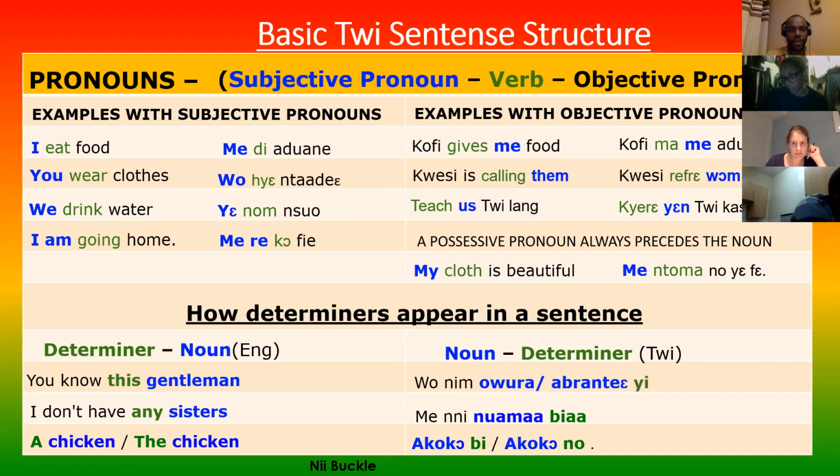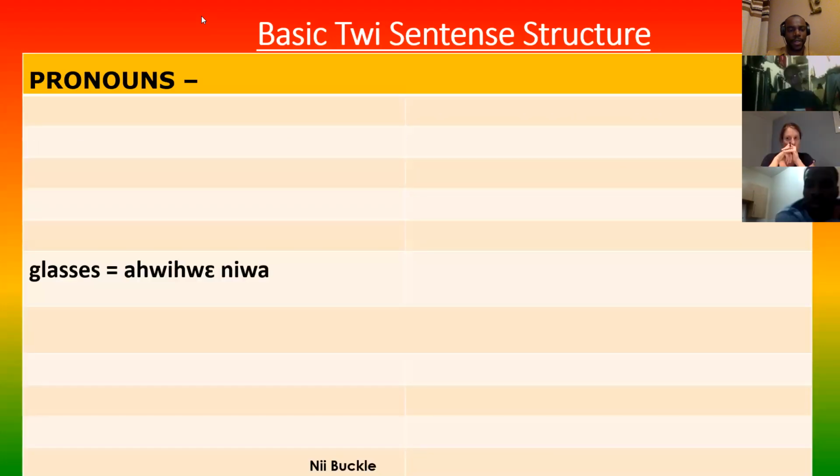Let me do it big on the screen. Yeah. So what did I say ahwehwɛ meant? What is ahwehwɛ? Mirror. Good. And what about niwa? Niwa was coined from which word? Eye. The eye. Ni, meaning eye. Okay. Great.